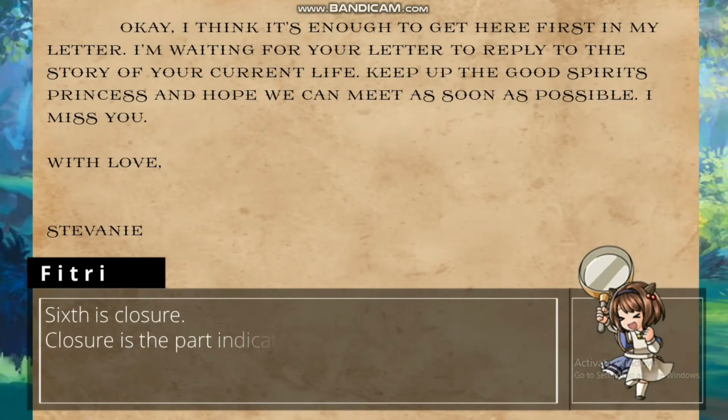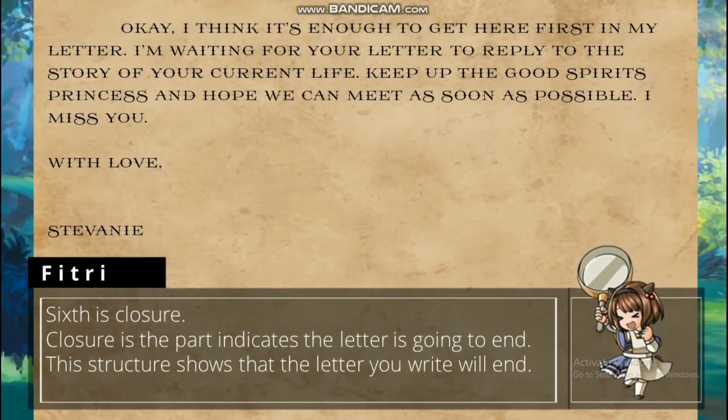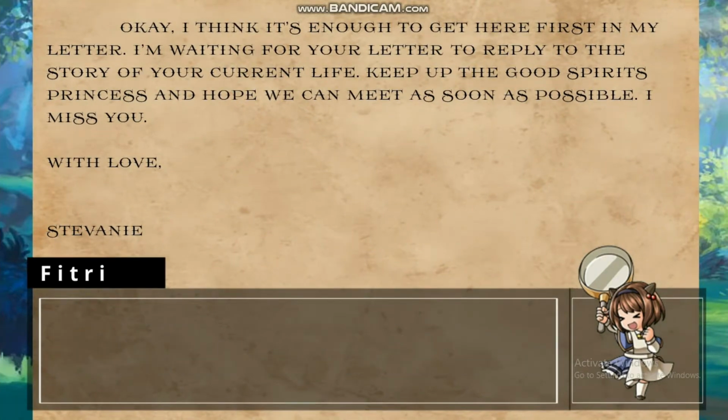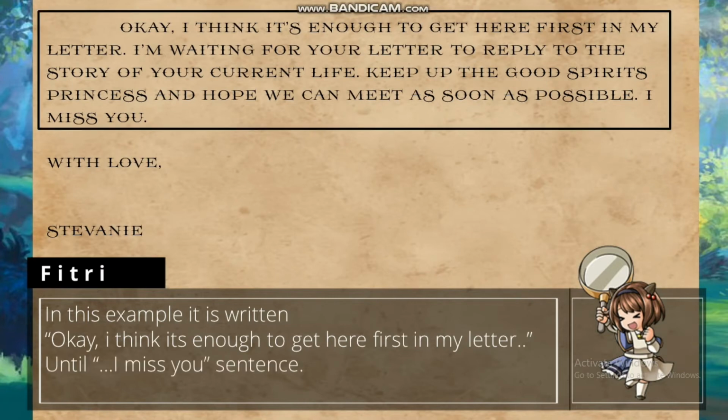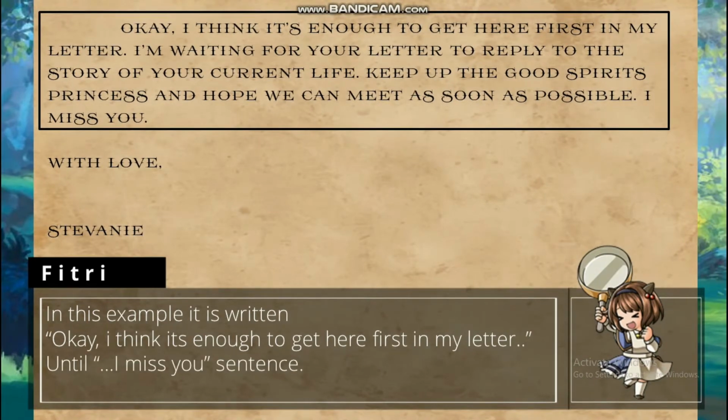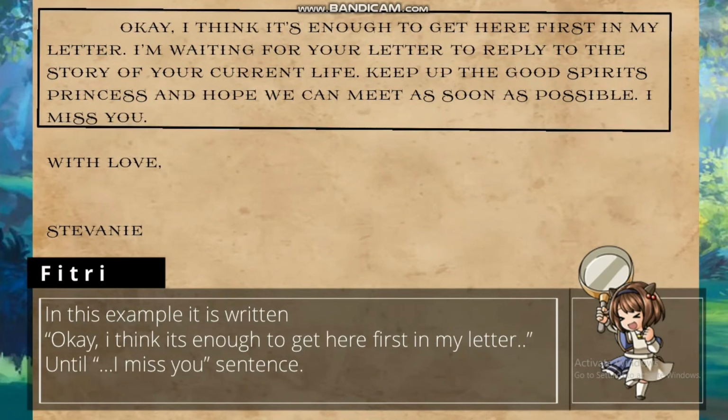Sixth is closure. Closure is the part that indicates the letter is going to end. This structure shows that the letter you write will end. In this example, it is written, "Okay, I think it's enough to get here first in my letter until I miss you" sentence.